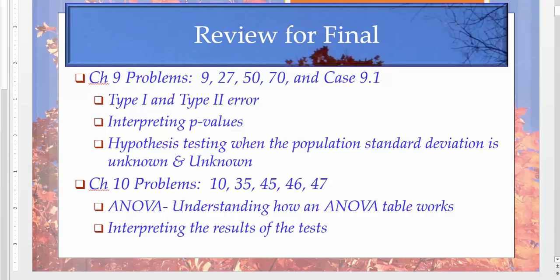But the big concept in Chapter 10 was understanding how an ANOVA table works and sort of interpreting the results. So you look at a table and what does it mean? So there will be a question on the test where I give you an ANOVA table and I ask you questions about it. So just make sure you understand how to interpret what an ANOVA table tells us.